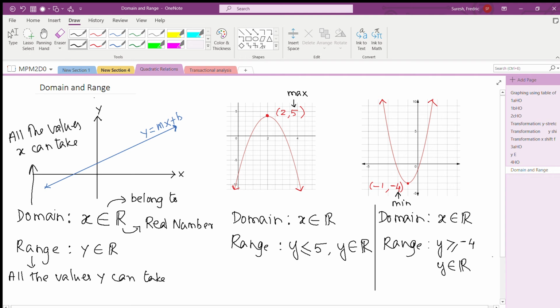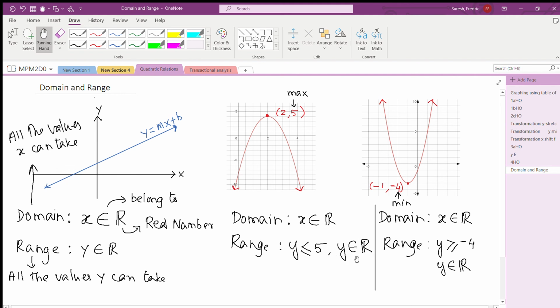So to sum it up, for lines and parabolas, the domain, that is the values x can take, is always x belongs to real numbers. For the lines, it's also y belongs to real numbers because there is no maxima or minima on y. For the parabola, which has a maximum or a minimum, the range is determined by the max or the min. In the first case, when the parabola opens down and you have a max, all the other y values will be smaller than the 5. It's also equal to the 5.